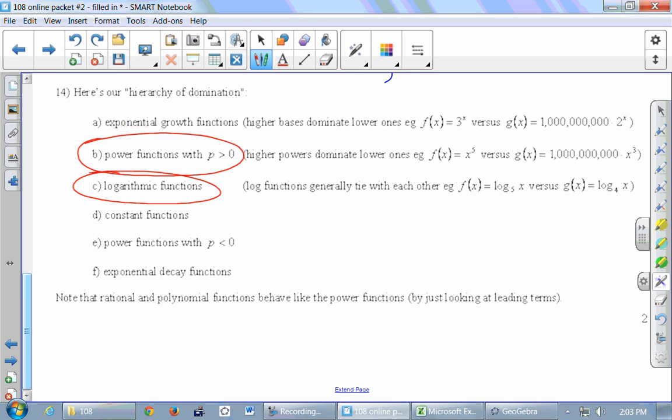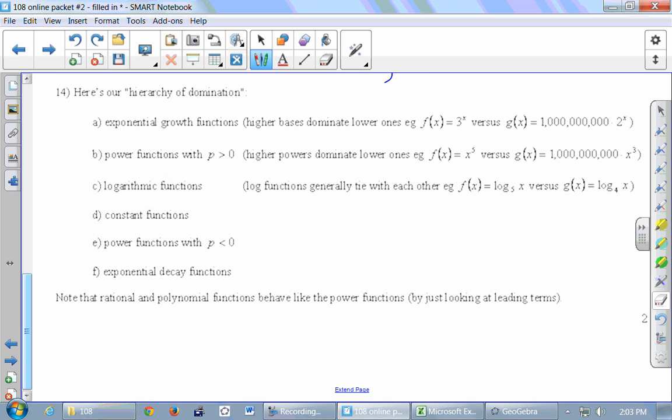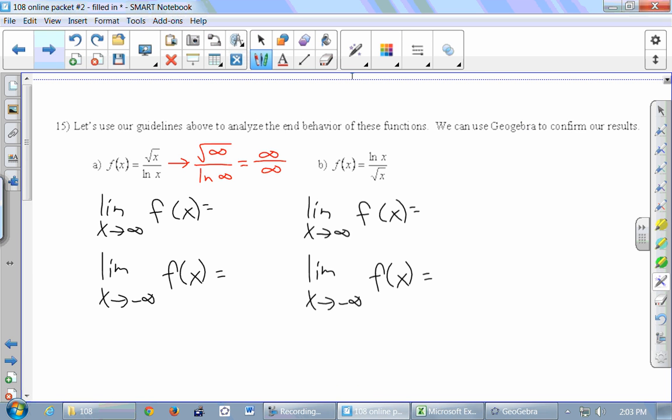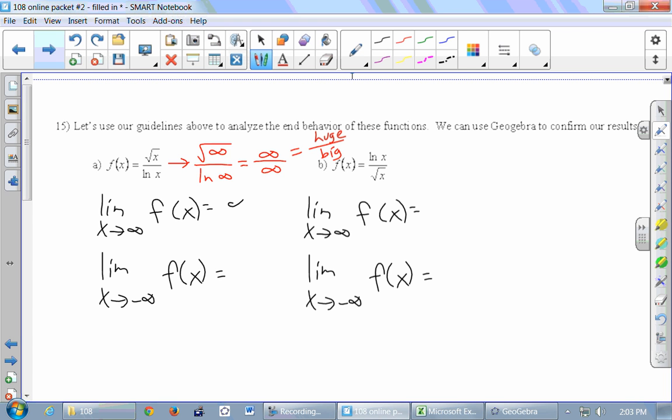So that means that the thing on top in the previous example, it wins. The power function dominates. It goes to infinity faster than the log function does. So what that means is that we're looking at an example where the bottom is pretty big, it goes to infinity, but the top is huge, it dominates. And something huge divided by something big is still really big. So this thing goes to infinity.